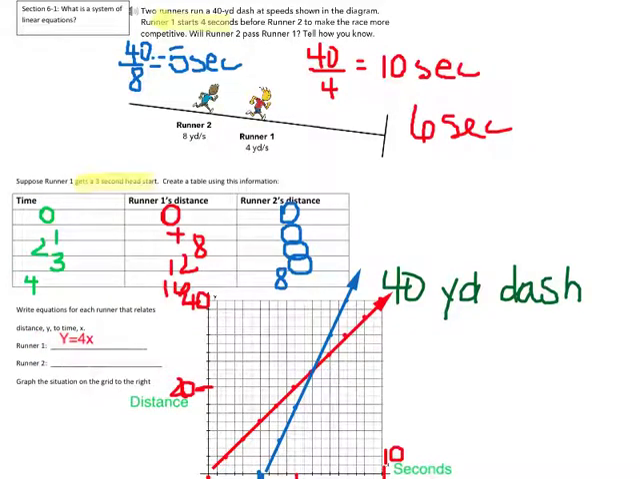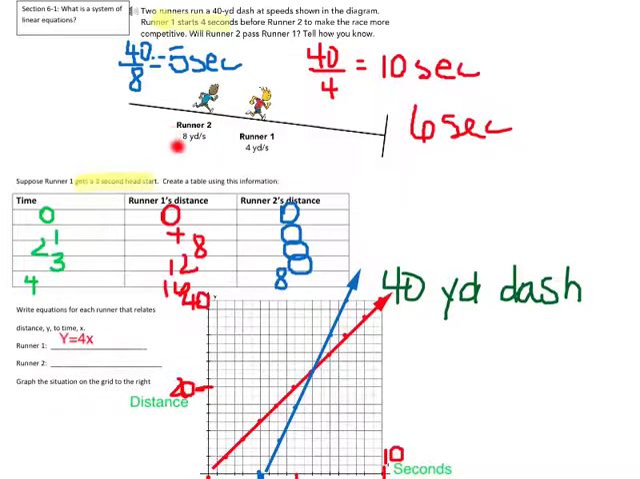Now for runner 2, it's a little bit more difficult because we don't know the y-intercept. But remember, he had to wait 3 seconds before he started. So what you need to do is figure out how far he would have run in 3 seconds. Remember, his pace was 8 yards per second.